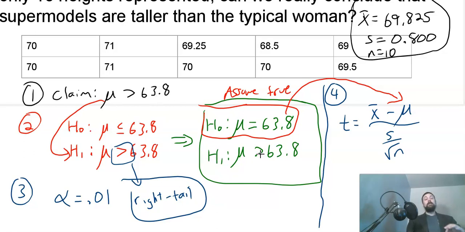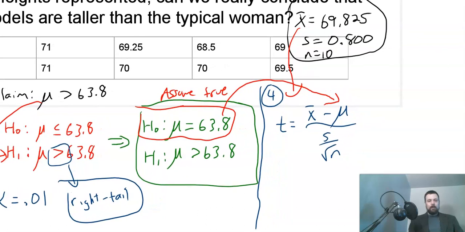But to set up the hypotheses, the thing we end up assuming is that the mean is actually just equal to 63.8. And then we're going to see how that compares to the sample that we have. Here's our sample mean, sample standard deviation, and all those numbers are going to get plugged in right there. So maybe I'll scroll over so we can keep everything on the screen while we plug these numbers in. So the sample mean is 69.825 minus the population mean we're assuming is 63.8 for the sake of argument, divided by s, which from the sample was 0.8.